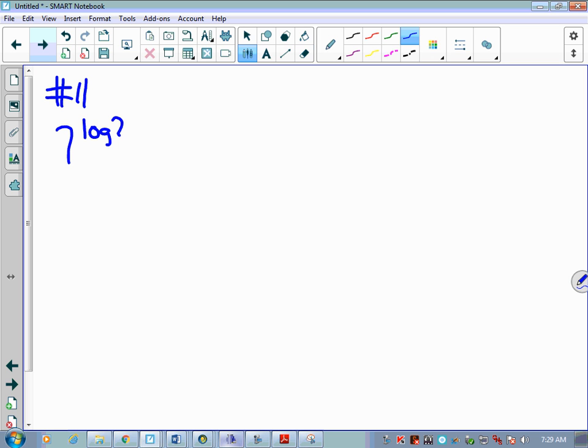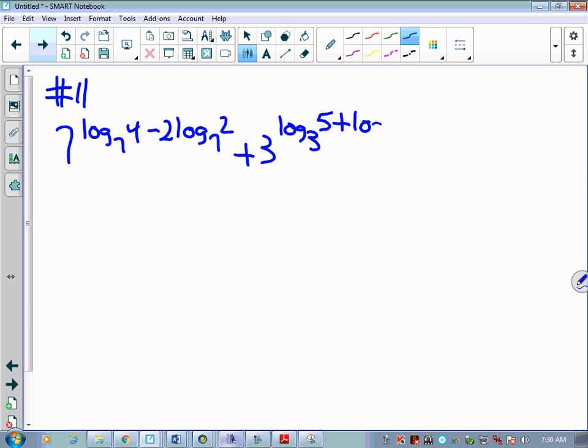So log base 7 of 4, minus 2 log base 7 of 2, plus 3 log base 3 of 5, plus log base 3 of 2, minus 2 ln e cubed. Okay. It may be more complicated than I made it out to be.